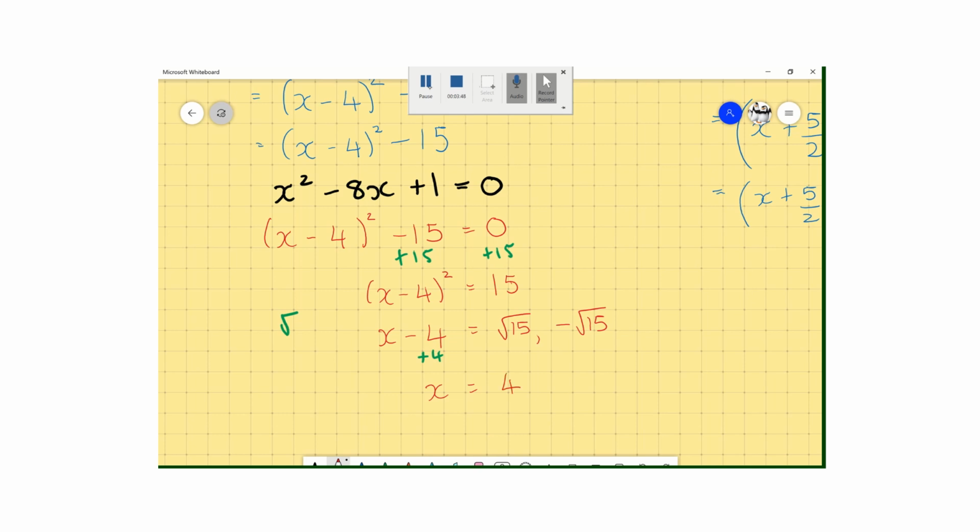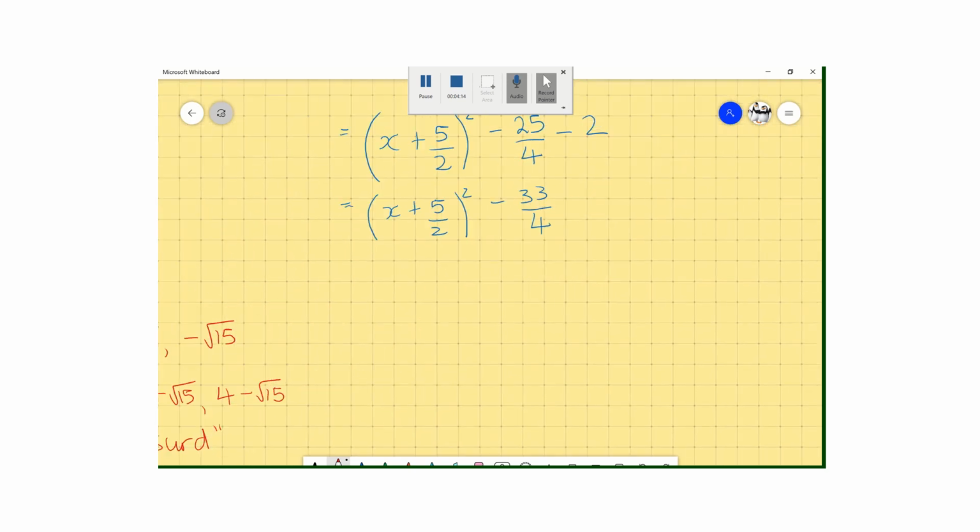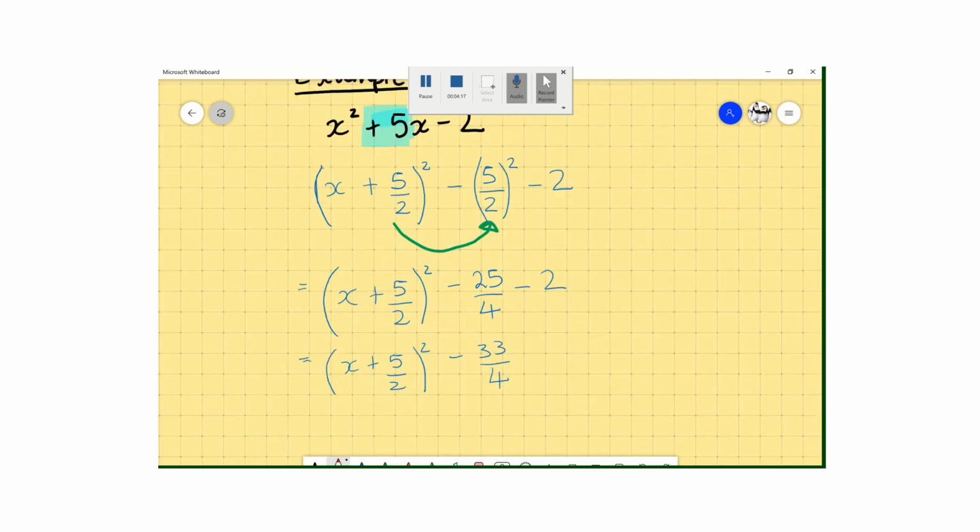So then, when I add 4 on, I get 4 plus the square root of 15, or 4 minus the square root of 15. Now, if you put that on your calculator, it will give you a decimal. We're not interested in the decimal. This is what's called leaving your answer in surd form, and we have worked with surds before, so you have to leave it like that. Let's look at one more. So this one, our lovely fraction one.